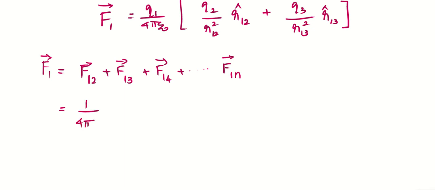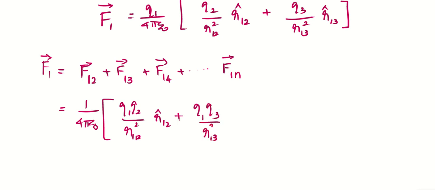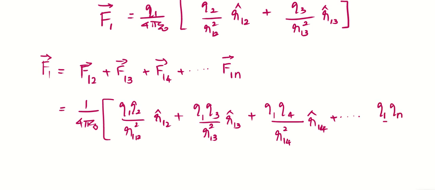1 by 4 pi epsilon naught Q1 Q2 divided by R12 squared R12 cap plus Q1 Q3 divided by R13 squared R13 cap plus Q1 Q4 divided by R14 squared R14 cap plus it goes up to F1n, that will be Q1 Qn divided by R1n squared R1n cap.